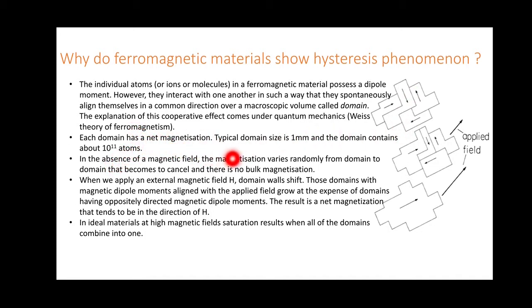Each domain has a net magnetization, and the typical domain size is 1 mm. A domain contains about 10^11 atoms. In the absence of a magnetic field, the magnetization varies randomly from domain to domain. They tend to cancel, and there is no bulk magnetization. When we apply an external magnetic field H, domain walls shift, and those domains with dipole moment aligned with the applied field grow.